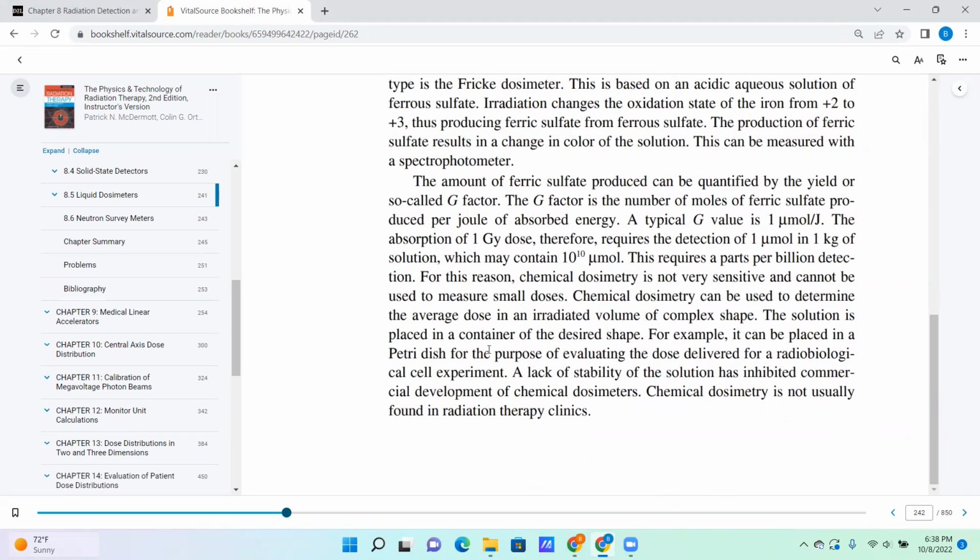The solution is placed in a container of the desired shape. For example, it can be placed in a petri dish for the purpose of evaluating the dose delivered from a radiobiological cell experiment. Lack of stability of the solution has inhibited commercial development of chemical dosimeters, and it's not usually found in radiation therapy clinics. But it's out there. We should just mention that.